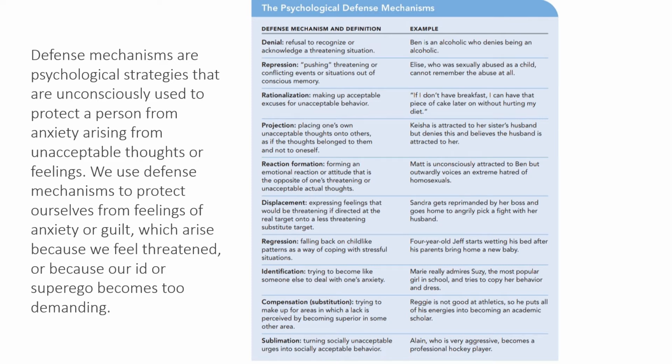Another defense mechanism is projection. It is placing one's own unacceptable thoughts onto others as if the thoughts belong to them and not to oneself. An example here is Kesha, who is attracted to her sister's husband but denies this and believes that the husband is attracted to her. Here, simply, Kesha is projecting her own feelings as if they belong to the other person.